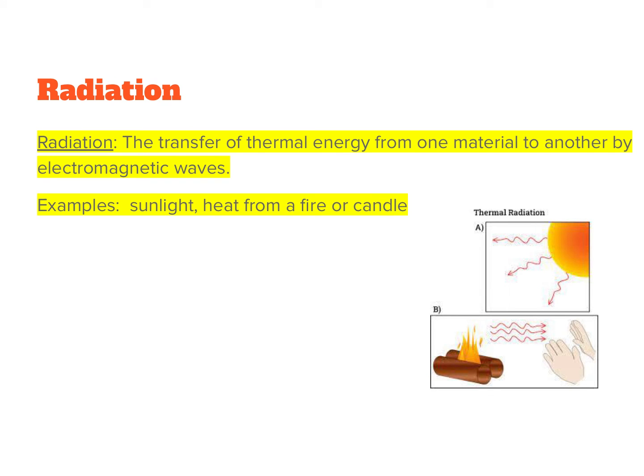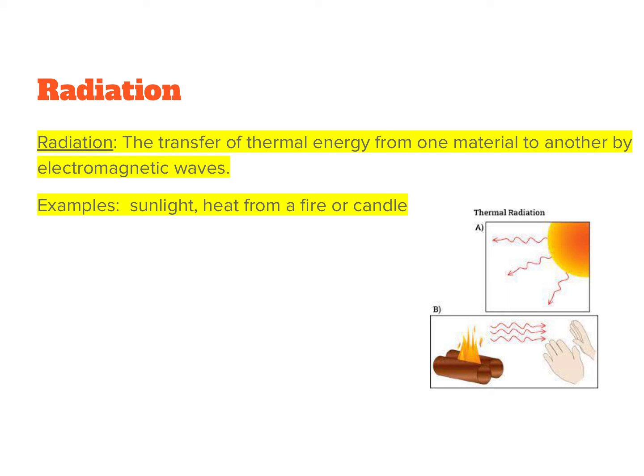The third way that we can transfer heat is something called radiation. Well, radiation is the transfer of thermal energy from one material to another by electromagnetic waves. So electromagnetic waves can do a lot of different things, but they are these invisible waves we can't see. And one of the things they can do is they can transfer heat from one object to another.